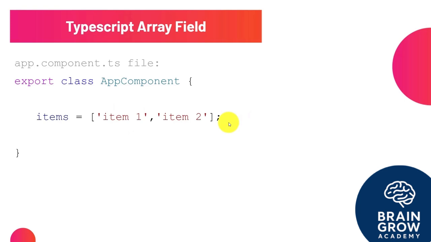Since the type is inferable from the initial value, we can also here omit the type definition. So we can here also say items is an array instead of, like here, saying it's a string array, right? It automatically gets inferred. So TypeScript can see that this is an array of type string.